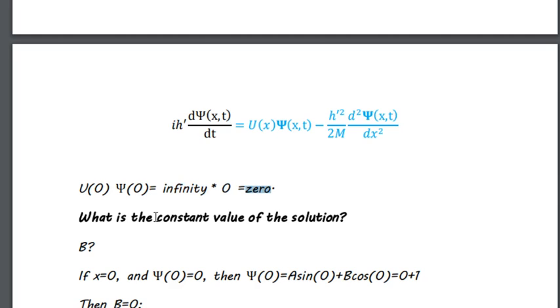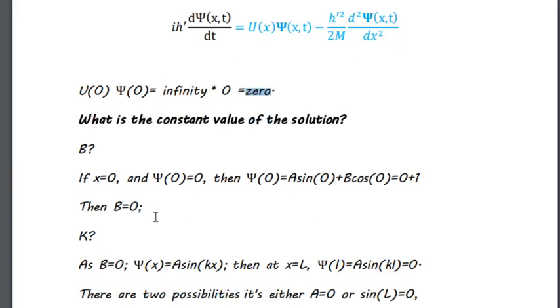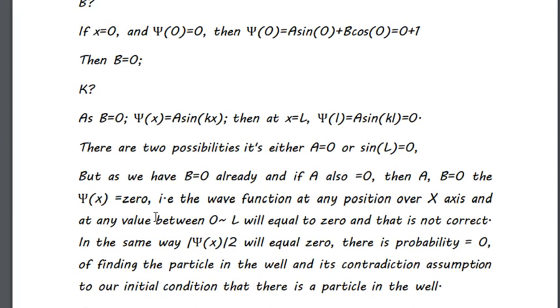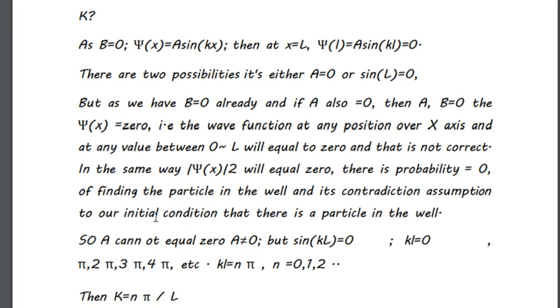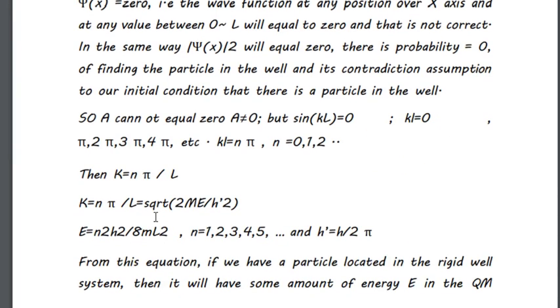Then what are the constant values of this sinusoidal solution which describes the free particle in the deep well? Let's start with the complex constant b. If x equals 0, then psi of 0 equals 0, so a sine of 0 plus b cosine of 0 equals 0 plus 1 multiplied by b. 1 multiplied by b equals 0 only if b equals 0.